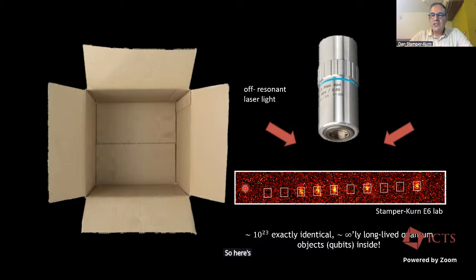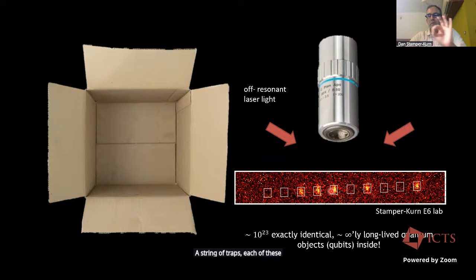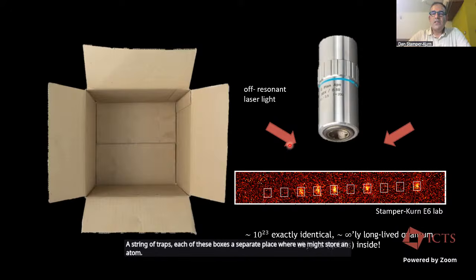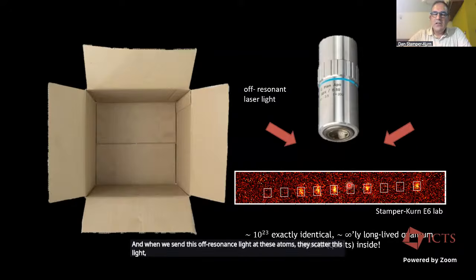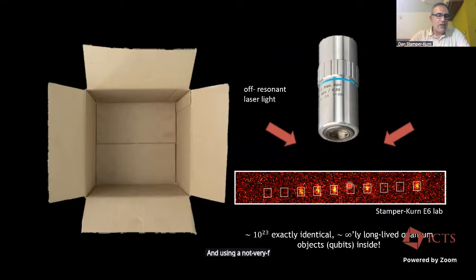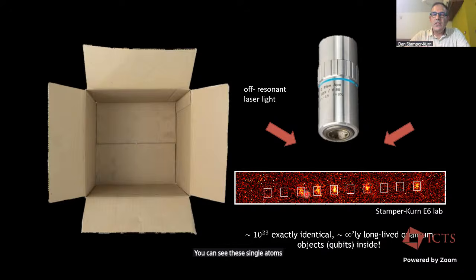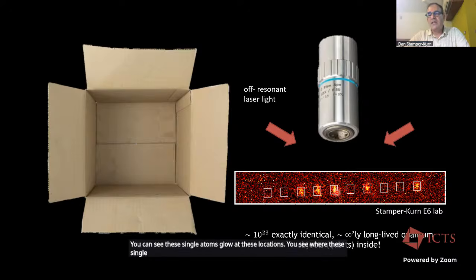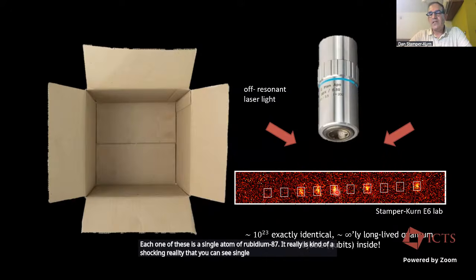So here's an image that was actually taken in my laboratory already a couple of years ago, which is of a string of traps. I'll talk about this in a few slides. Each of these boxes is a separate place where we might store an atom. And when we send this off-resonance light at these atoms, they scatter this light. And using a not very fancy camera, and in fact, probably even using just your bare eyes, you can see these single atoms glow at these locations. You see where these single dots appear. Each one of these is a single atom of rubidium-87. It really is kind of a shocking reality that you can see single atoms in this way.